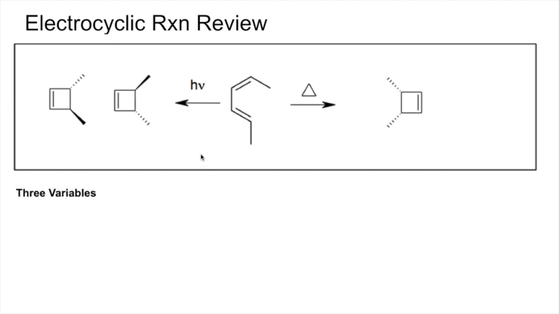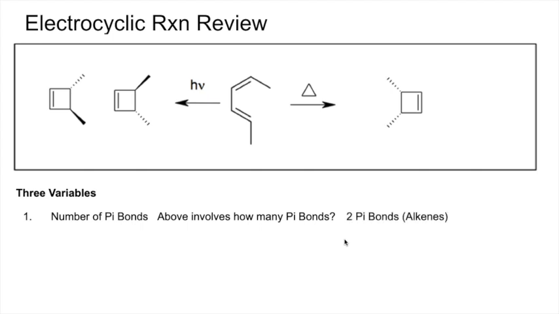All right, so there's 3 variables in these electrocyclic reactions. Hopefully you've noticed. There's the number of pi bonds. So above this reaction, how many pi bonds are involved? 2 pi bonds. Yeah, 2 alkenes. And it's also a question of number of pi electrons. So how many pi electrons are involved in this one? 4 pi electrons. So that's what you're going to fill in your molecular orbital diagram with. And then the other variable is heat or light. So you can see heat and light will do the opposite to the same molecule.